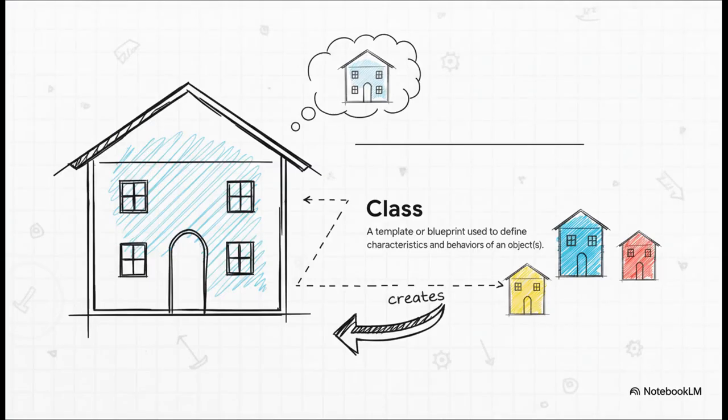Okay, so the first key term you absolutely have to know is a class. Now, a class isn't the thing itself. Think of it as the architect's blueprint for a house. It lays out all the rules. It has to have doors, windows, a roof, but it isn't an actual house you can walk into. It's the master plan, the design on paper.